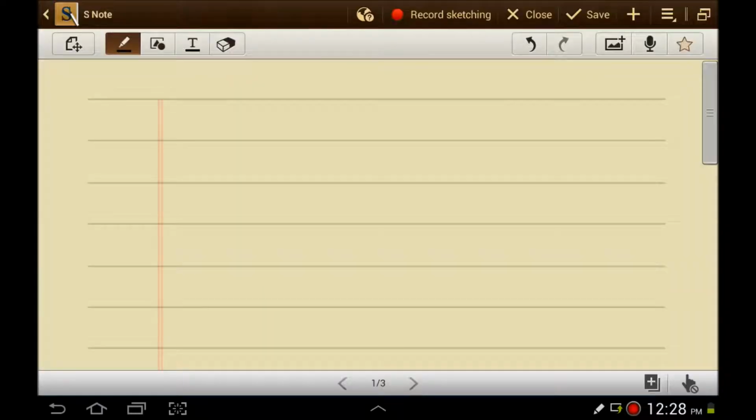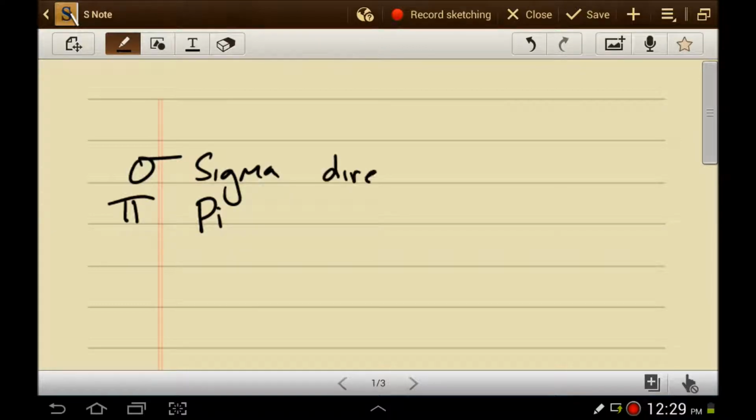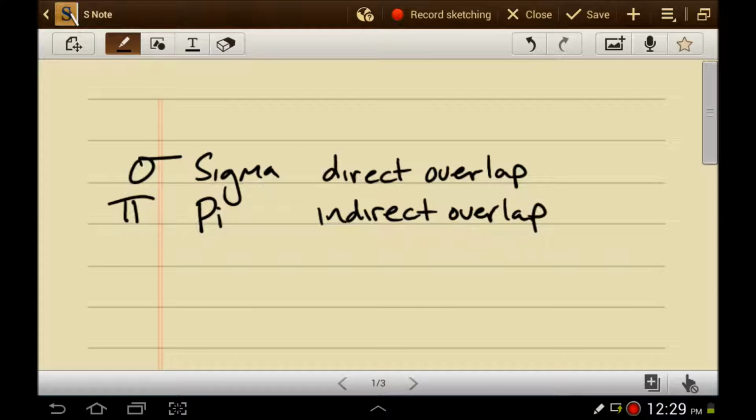There are actually two types of bonds. There are sigma bonds and there are pi bonds. The sigma bond is a direct overlap between two orbitals. The pi bond is an indirect overlap between two orbitals. So the sigma bond is the first bond, and then the pi bonds are the double and triple bond.